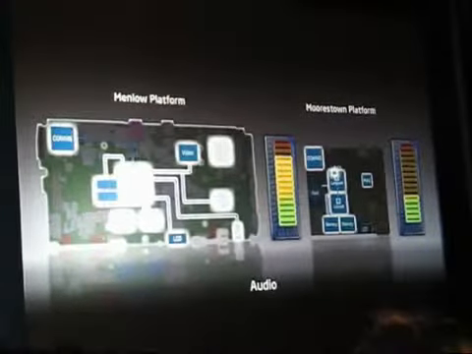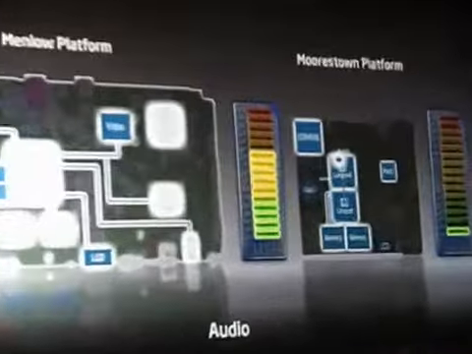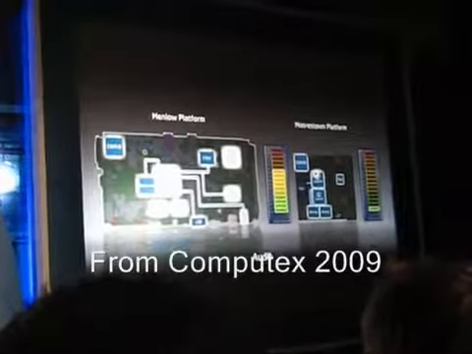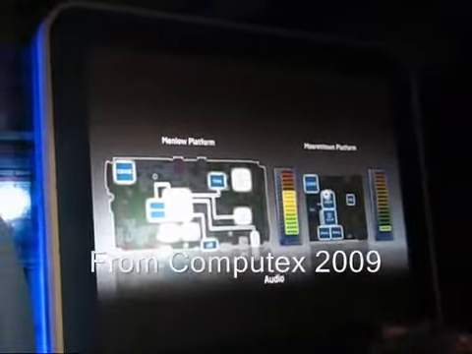In the audio environment, again, you can see the Menlo platform is quite brightly lit up. And the Moorestown platform is, again, lit up, but not as brightly. And you can see by the green bars, the power consumption on Moorestown relative to Menlo. Quite a big difference there in terms of power consumption in audio playback mode relative to the Menlo platform.